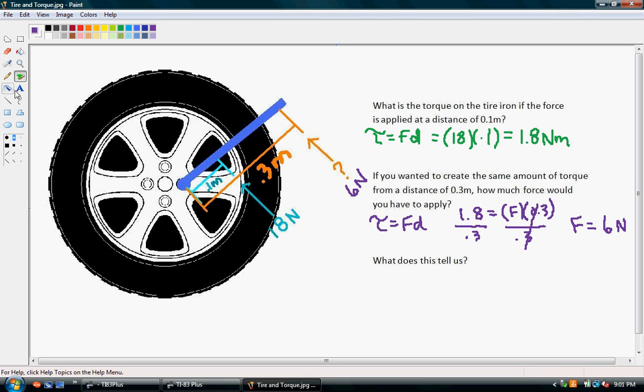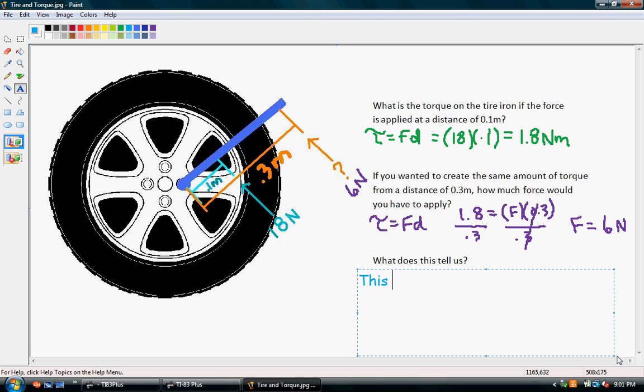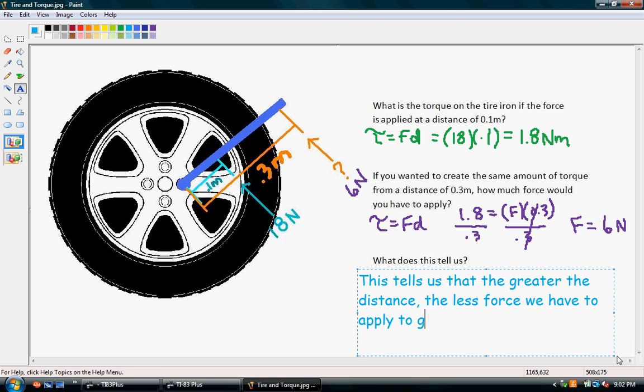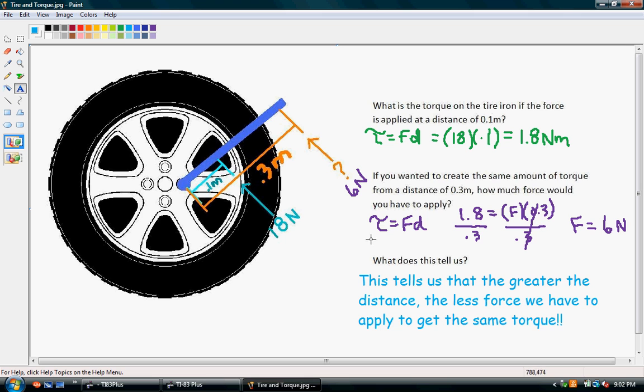Alright, so what does this tell us? This tells us that the greater the distance, the less force we have to apply to get the same torque. So whenever you're going to change a tire, it's important to create as much distance as possible from the bolt, from where your torque is being applied, to the end of your iron. So try to get to the end of your iron and then create a force, because you won't have to apply as much force to get the same torque.